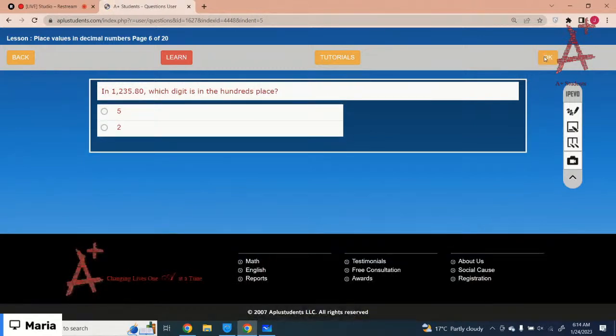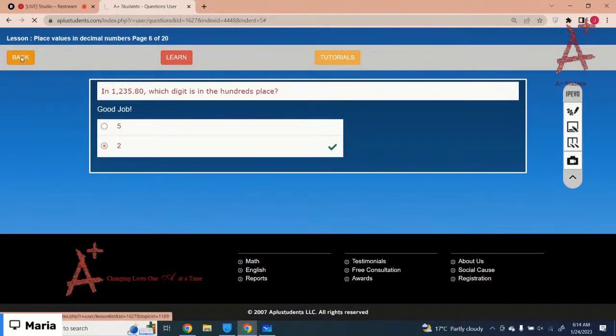Okay. In 1235.80, which digit is at the hundreds place? Just look at the spellings carefully. Which is at the hundreds? 2 is at the hundreds place, got it? 5 is at the tens, 3 is at the ones, and 2 is at the hundreds. So 2 is the correct option, got it?